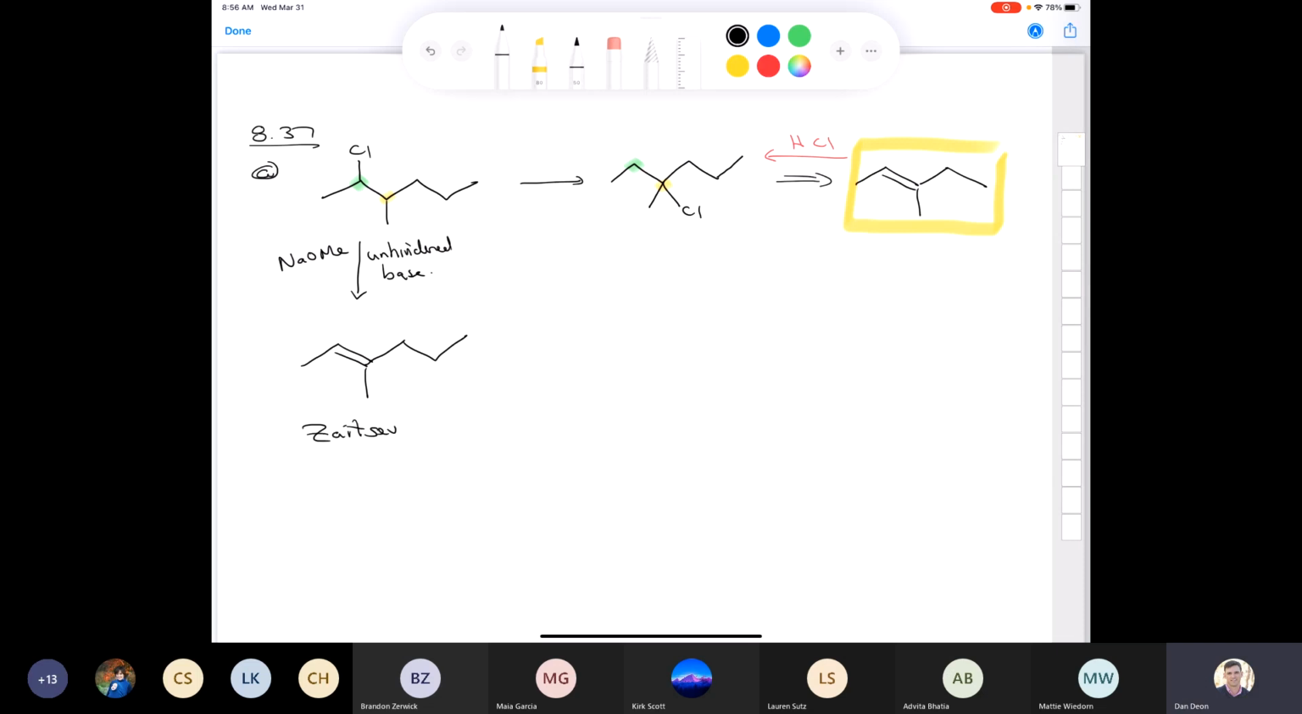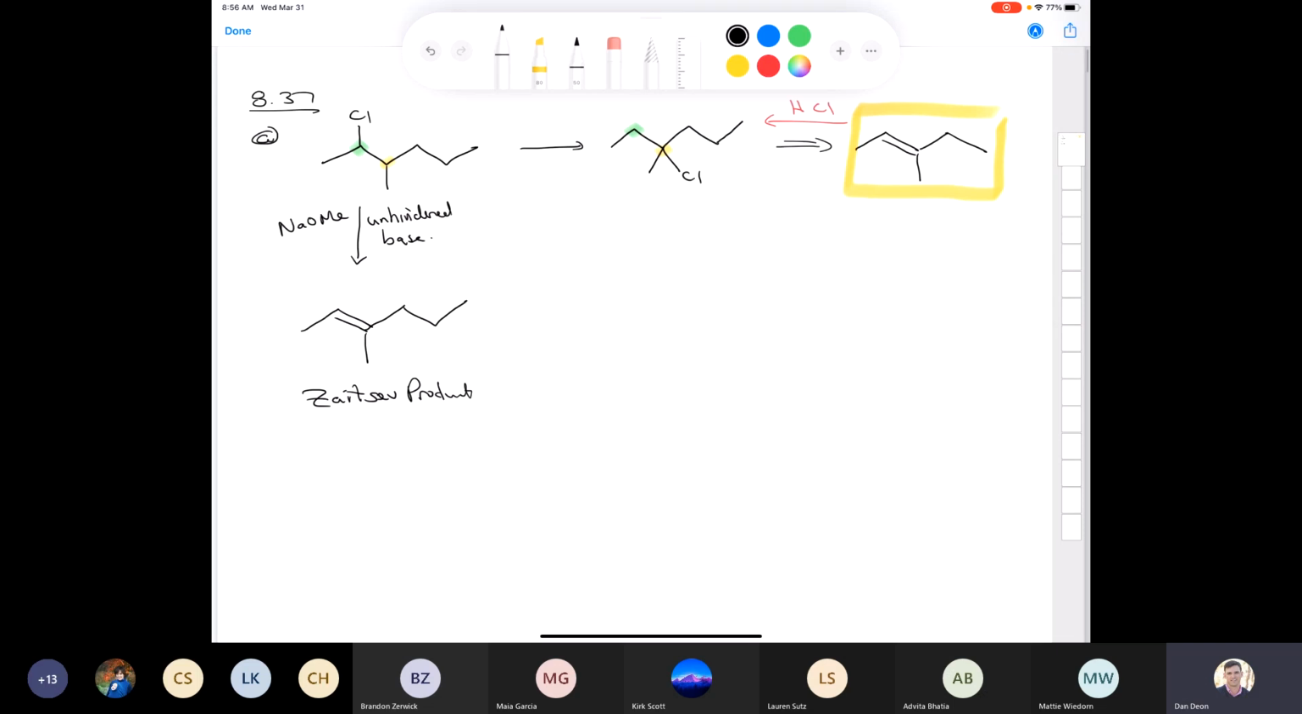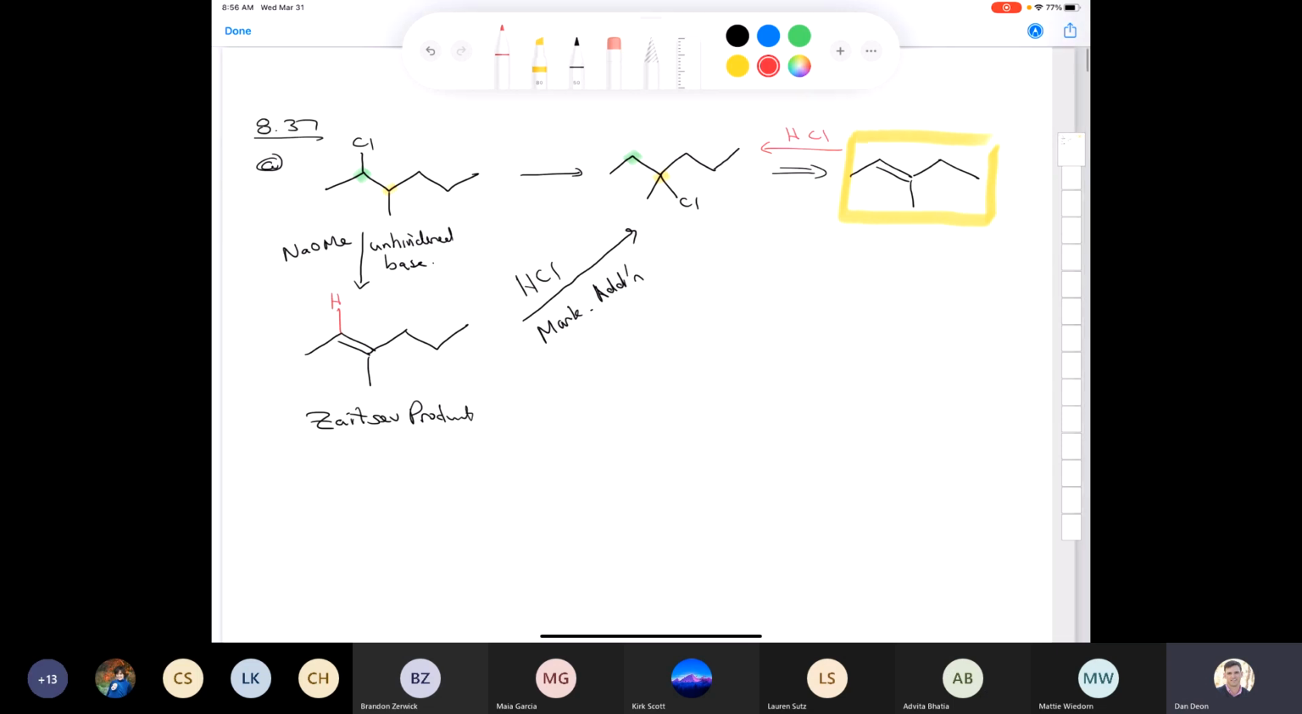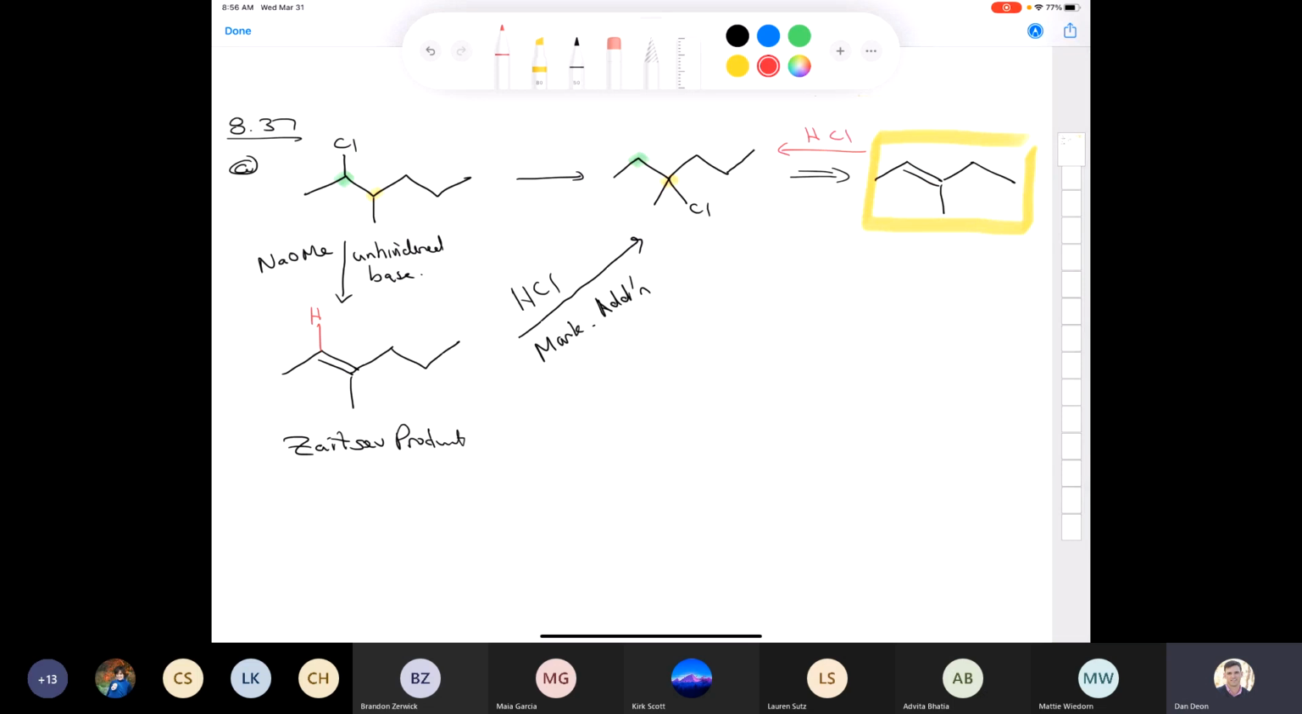And then all I have to do is a Markovnikov addition of HCl across the double bond. So I'm just going to treat it with HCl, and this is a Markovnikov addition. Right, the rich are getting richer. This is the vinylic carbon that has the hydrogen, and that's the one that's taking the hydrogen from the HCl. It's taking this one.